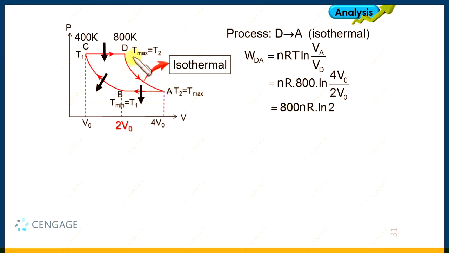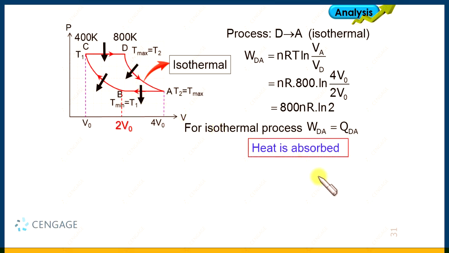Because this is an isothermal process, the first law of thermodynamics tells us that delta U equals 0, so W equals Q. That means the Q value for D to A is equal to W_DA, which is 800 nR natural log 2. That means heat is absorbed by the system in this process. Now, for the final calculation, let us substitute the values of W total and Q.